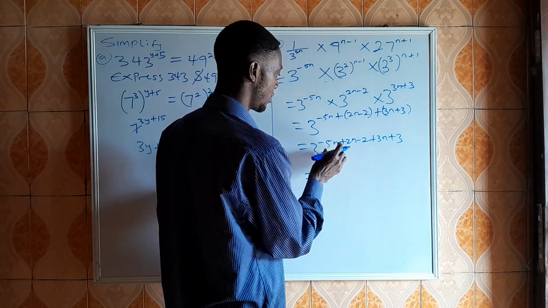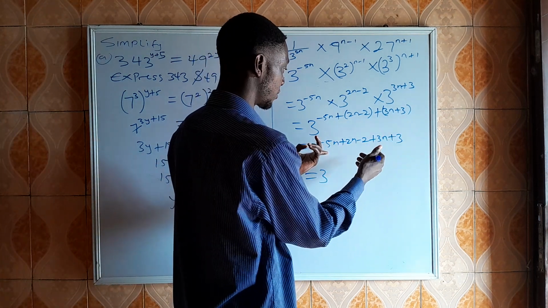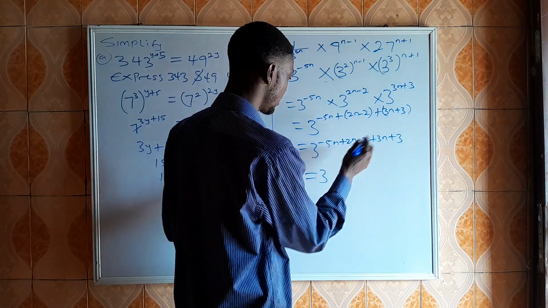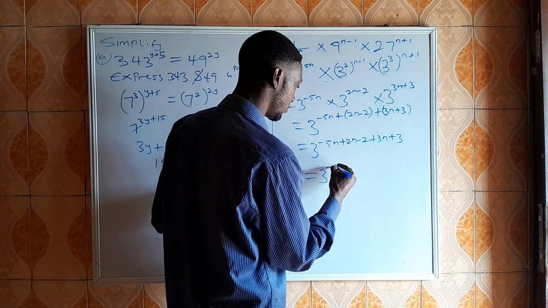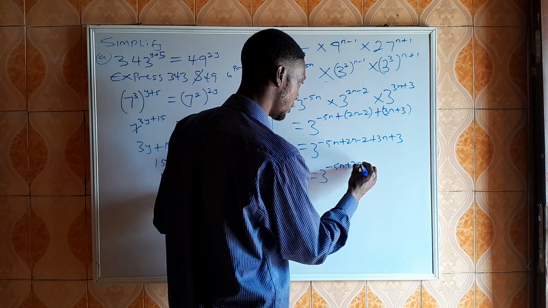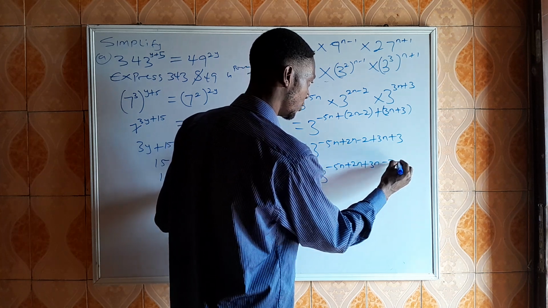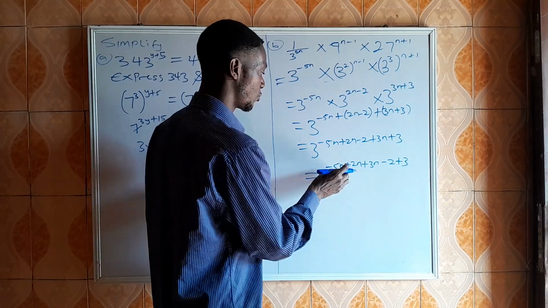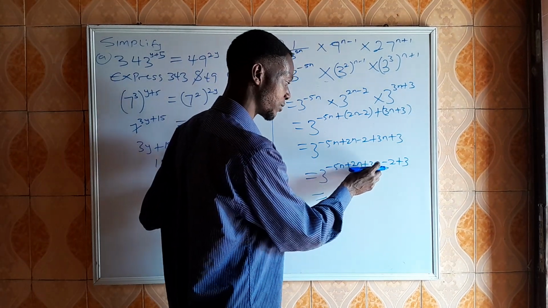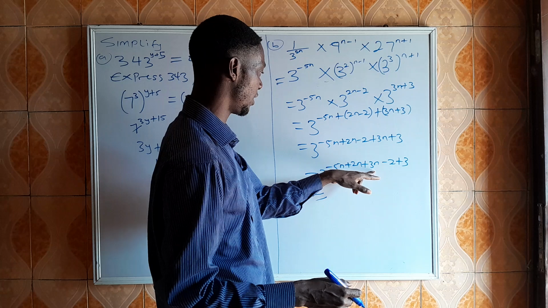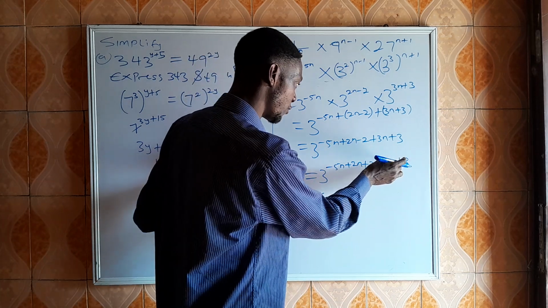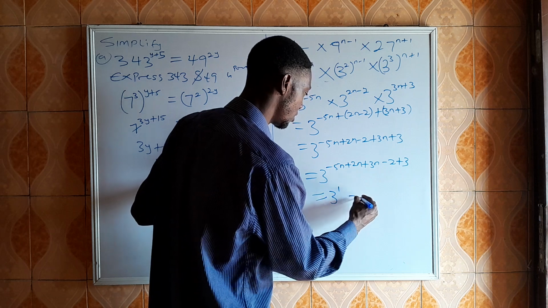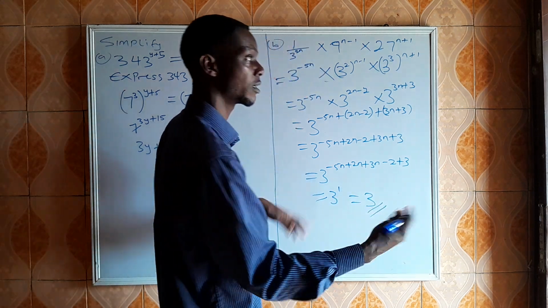So we have 3. Now, we can calculate the like terms. Minus 5n plus 2n plus 3n, let me just put them together. We have minus 5n plus 2n plus 3n, then minus 2 plus 3. So minus 5n plus 2n plus 3n, everything is gone, like 0n. So you have minus 2 plus 3. So you have 3 raised to power 1. And the answer is equal to 3. And that's all.